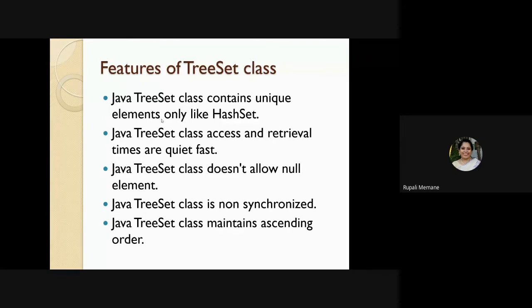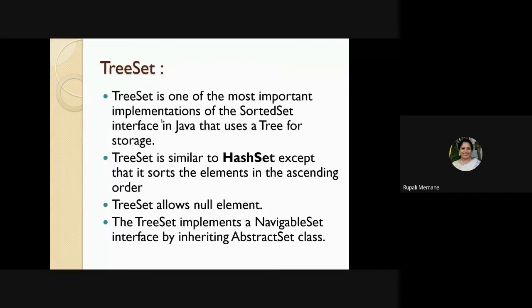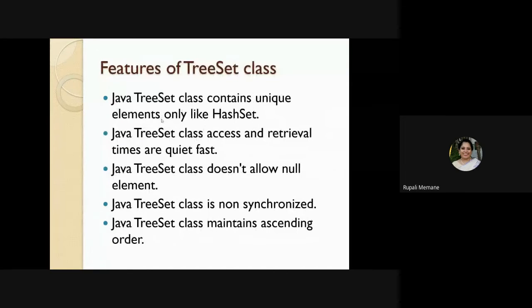Now, in tree set, because it is stored in ascending order, we see that the access and retrieval of the elements are quick and fast, because if I have numbers which are already sorted in ascending or descending order, I can easily retrieve them fast. Then tree set does not allow null element. There is some confusion. Tree set allows null element. This statement is wrong. I'll just change it.